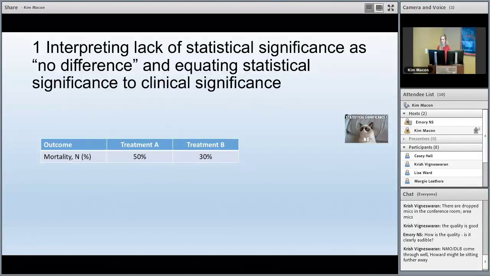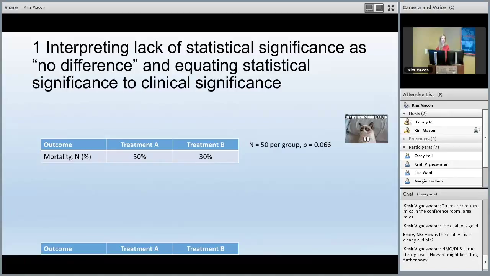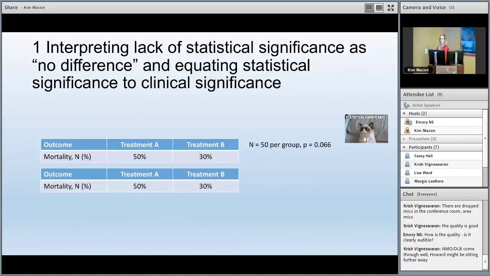Treatment A, mortality is 50%. Treatment B, mortality is 30%. Would you favor treatment B just by looking at the mortality rate? Maybe. 50 per group, P is not less than 0.05. Here, same difference. 60 per group, now P is also less than 0.05.